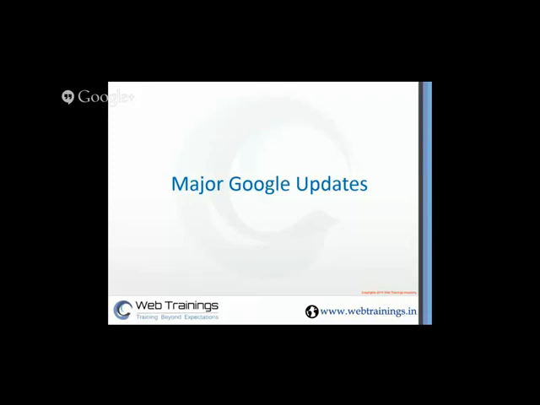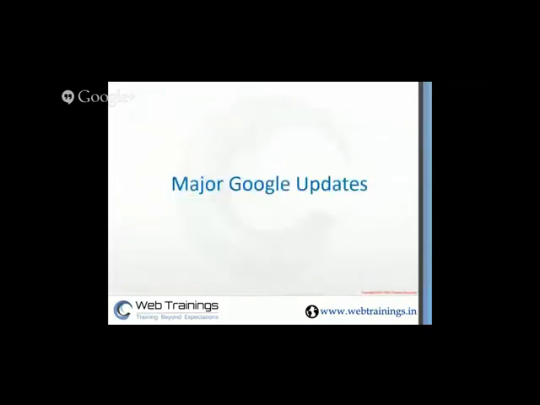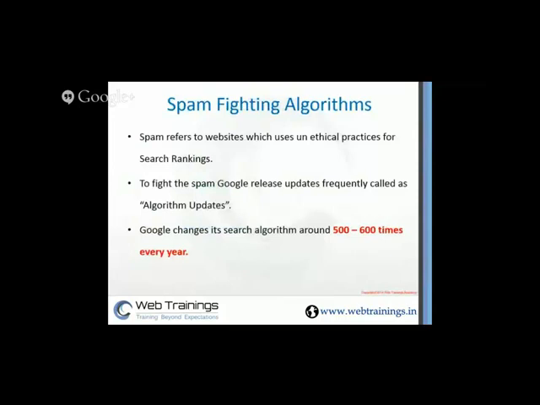So what are these Google updates? What do Google algorithm updates mean? In short, updates are nothing but, whenever Google sees that there are some issues or problems, Google will release these spam fighting algorithms. The purpose of the spam fighting algorithms is, any person, any company, or any website which uses some negative SEO techniques or unethical SEO techniques, the Google algorithm will find that out and it will apply a penalty on that website.